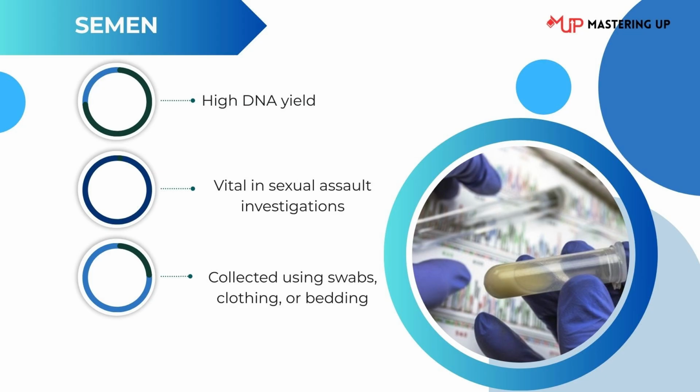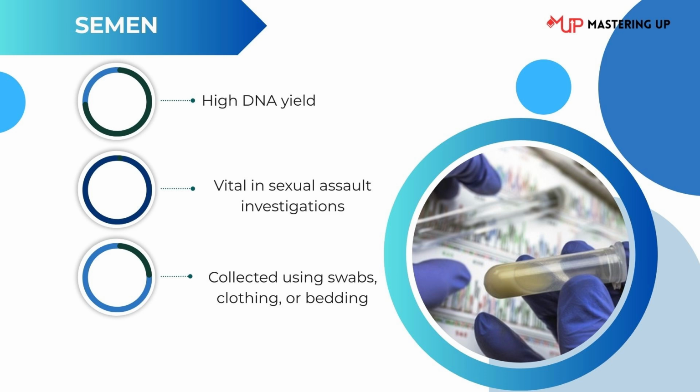Now let's look at semen as a form of biological evidence. Semen is a highly valuable source of DNA as it contains a large number of sperm cells, each packed with genetic material. Because of this high DNA concentration, it plays a critical role in sexual assault investigation. This type of evidence can be collected from a variety of sources, such as clothing, body swabs, or bedding, depending on the circumstances of the case.